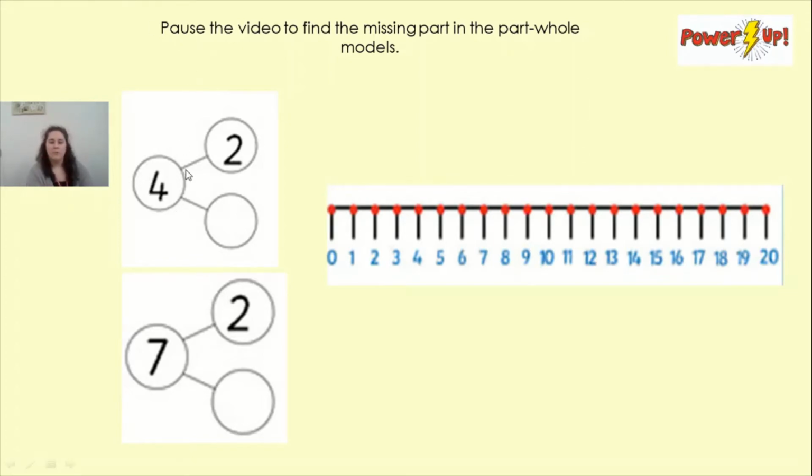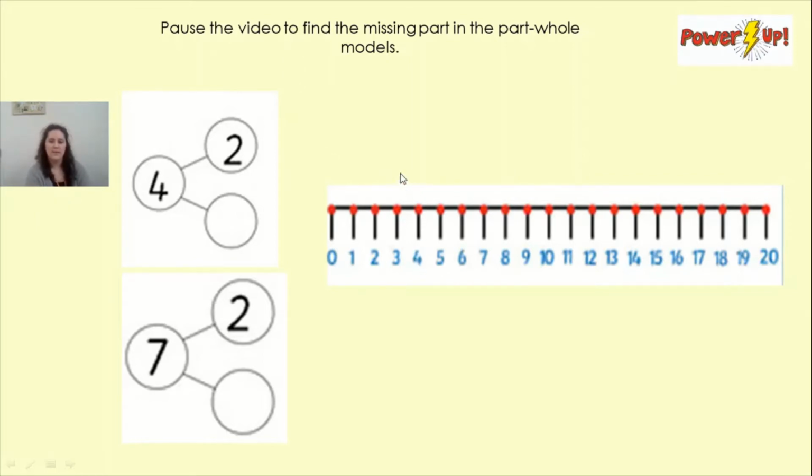In this part-whole model, the whole is 4 and one of the parts is 2. I think I'll take away to find this answer. I know that I can't start with the part when I'm taking away. I must start with the whole because it's the biggest number. So I'm going to find 4 and then take away 2, meaning I must go backwards on my number line. Here's 4, there it is, and I'm going to do 2 jumps backwards.